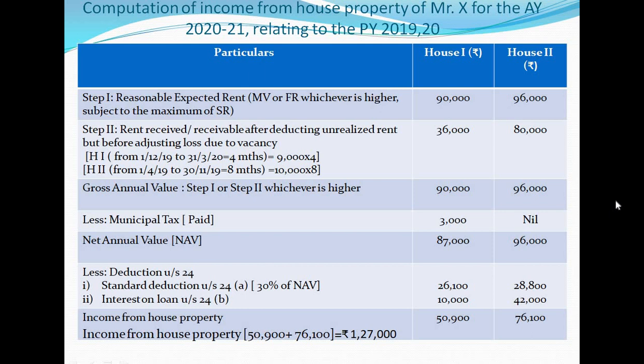Then from the net annual value, we have to deduct the deduction under section 24. First of all, we have the standard deduction under section 24A, which is 30% of the net annual value. For house 1 it will be 26,100, for house 2 it will be 28,800. Then we have the interest on loan under section 24B. For house 1, it's been given in the problem itself. For house 1, it's 10,000, and for house 2, it's 42,000. Then after deducting the deduction under section 24 from the net annual value, we'll have the income from house property. For house 1 it will be 50,900, and for house 2 it will be 76,100. So the income from house property in total will be 1,27,000.